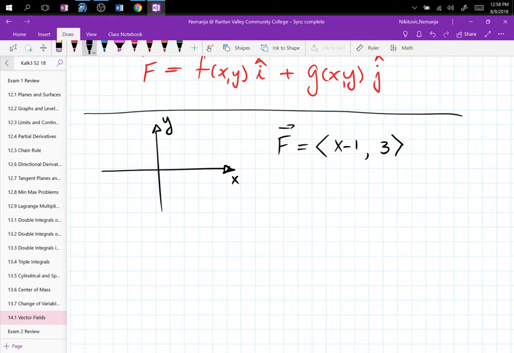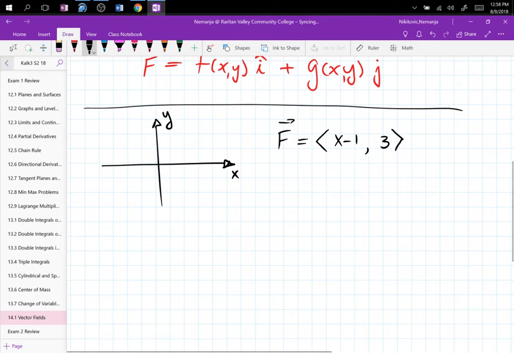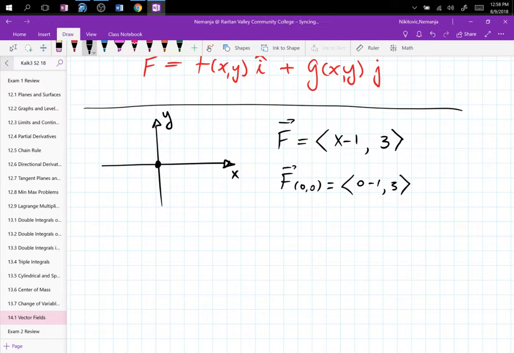Well, you have to pick a location at which you want to look for the vector. So let's say you pick a location at the origin. F at (0, 0) is going to be (0 minus 1, 3). So it's the vector (negative 1, 3). From your original point, you will go negative 1 in the x direction and 3 units in the y direction. So that's the vector that you have from the origin.